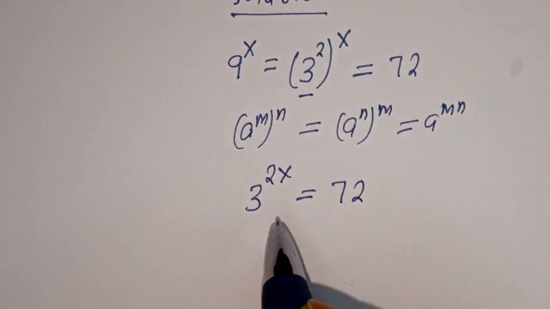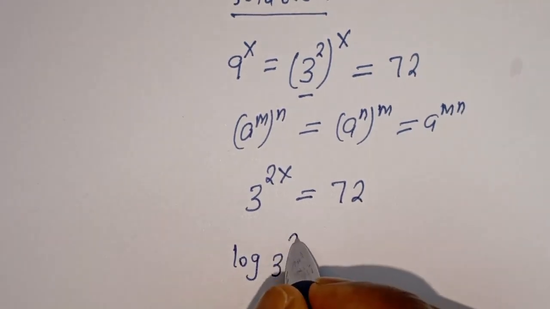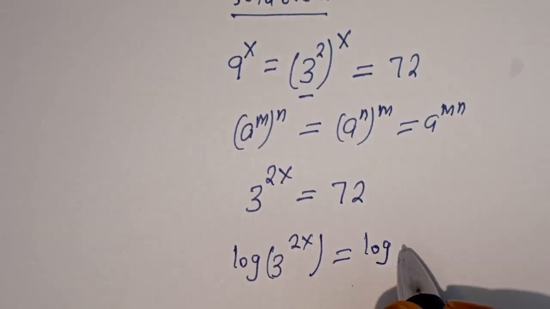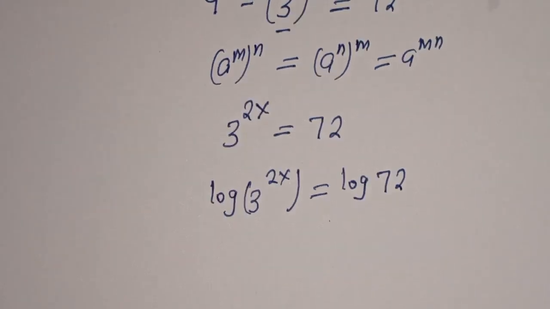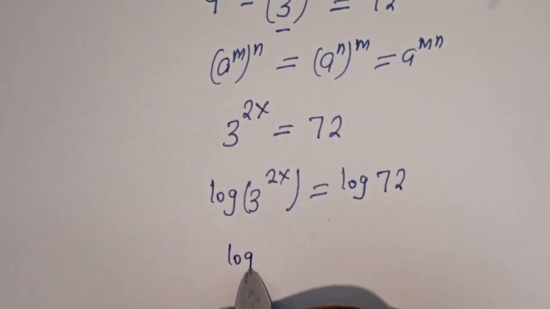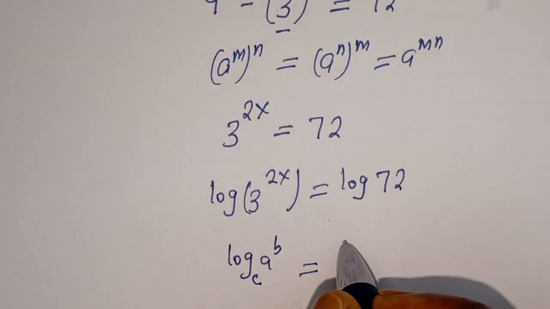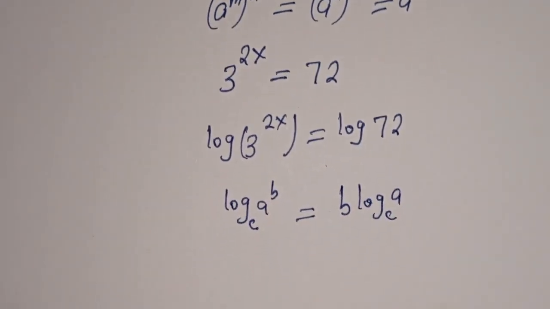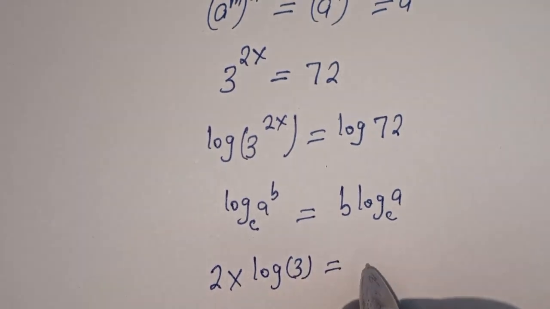We can take the log of both sides of this equation, that is log 3 to the power of 2x is equal to log 72. Take note of this, that if you have log a to the power of b base c, this is equal to b log a base c. Then this can be written as 2x log 3 is equal to log 72.